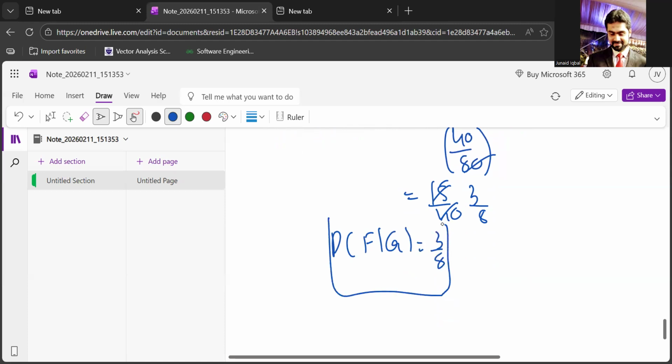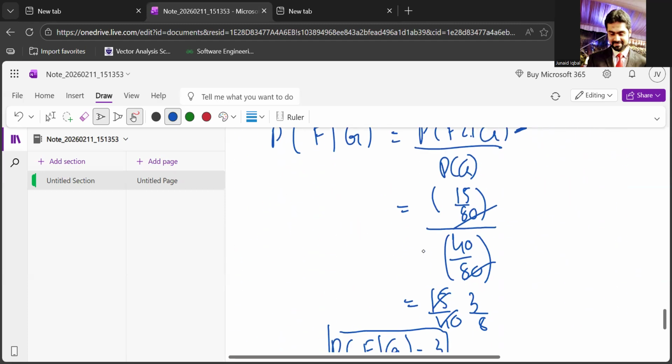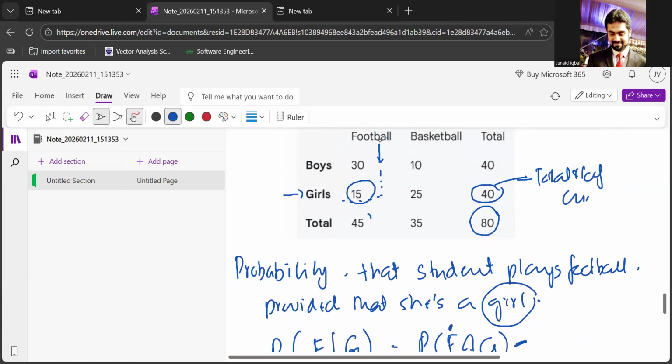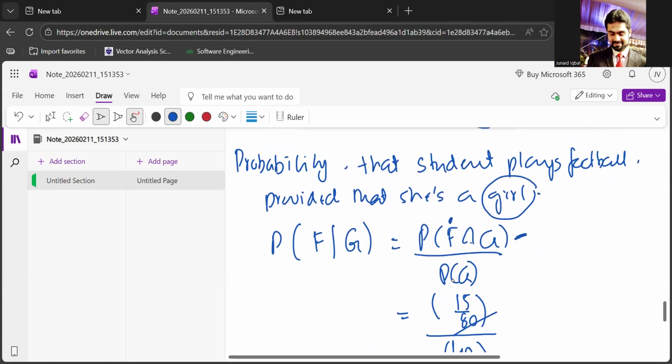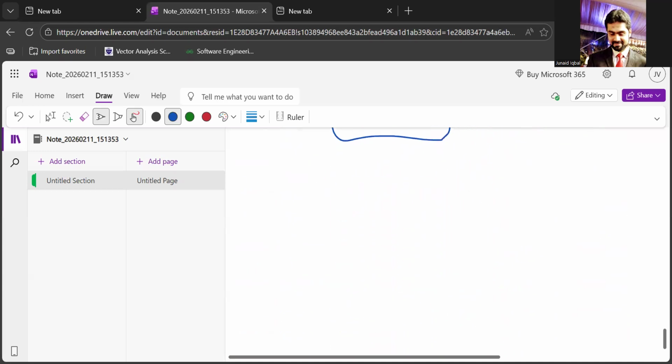So this is how basically we are going to find. So we have to find the intersection of both the events. Move from column and then move from row, and then we have to in denominator put the condition. So I hope this is a bit clear to you.